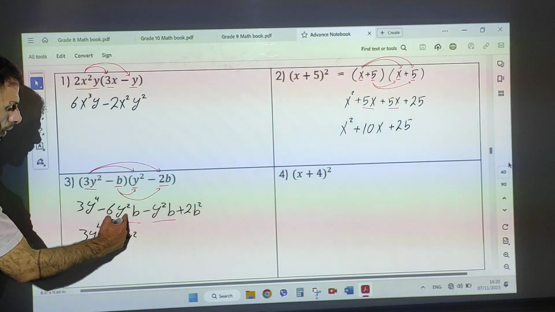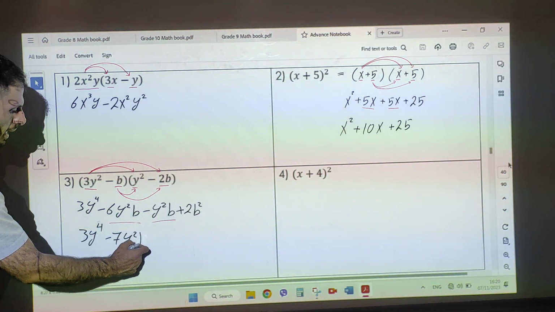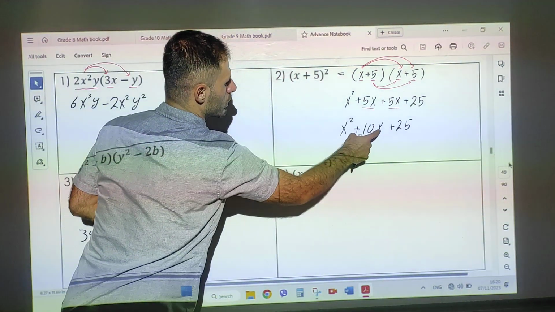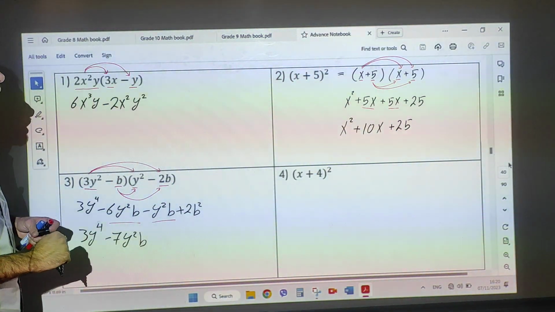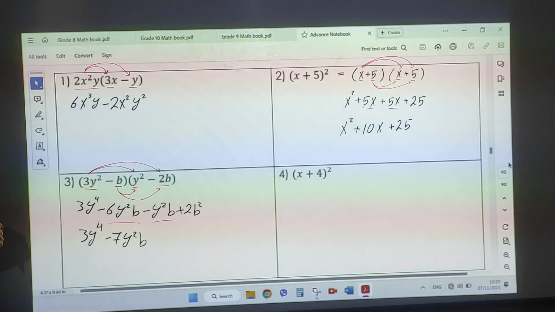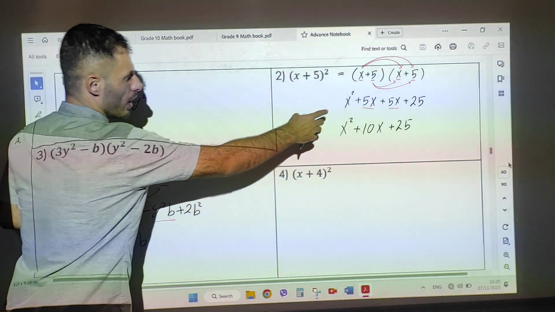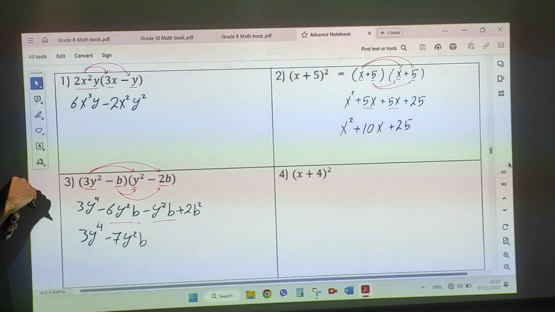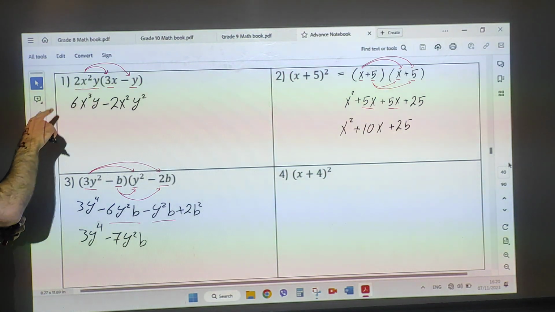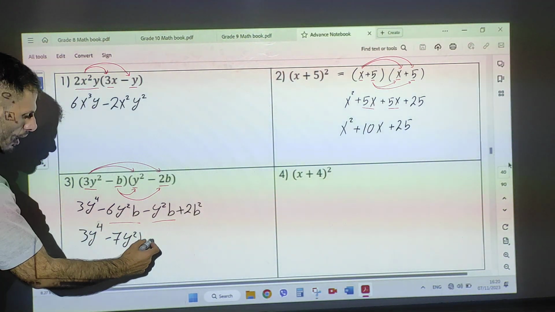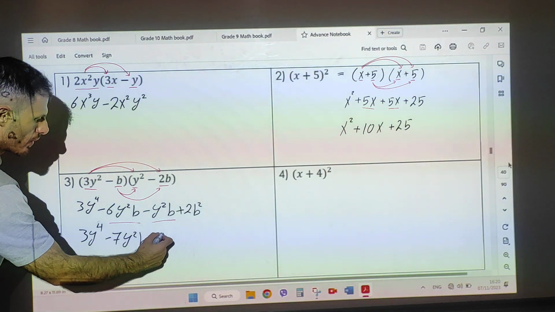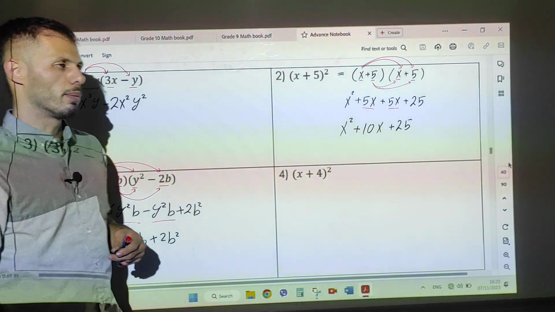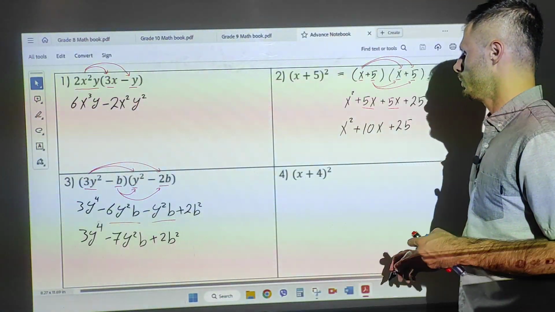You write the letters the same with the same power as we did with the x's. X, we write just x. We don't make the x power 2, be careful. When it's plus between them, you just add the numbers, you don't change anything in the powers. The powers will only be changed if you multiply, then you add the powers. Then we have plus 2b power 2.